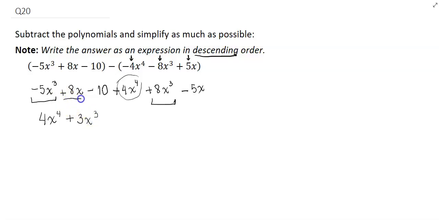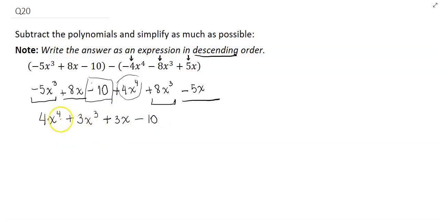Now I have this one here that is x and this one here that's also x. Positive 8 and negative 5. So I subtract them, keep the sign of the bigger number. And then I have negative 10, that's a constant, and there is nothing. Okay, let's mark different, right? Because I put this in a circle, I'm going to put this in a square to show that they're different.